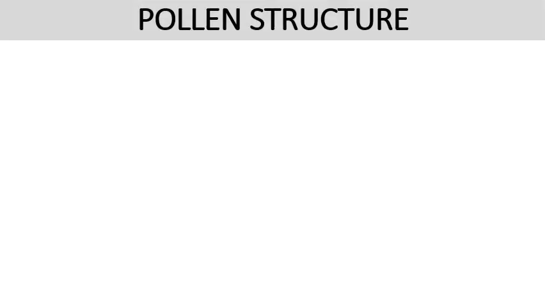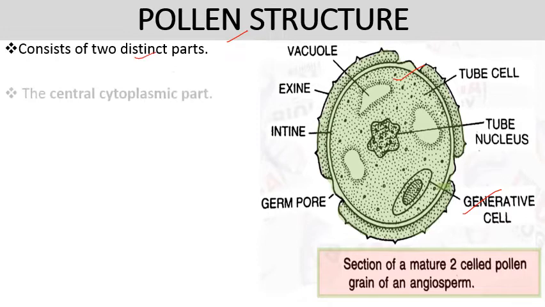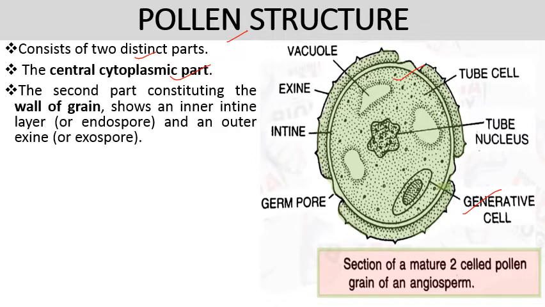Next comes pollen structure. So basically a pollen grain consists of two parts. One is the central cell structure, which consists of the cytoplasmic portion. It contains two cells. One is the generative cell, the smaller one, and the larger one is the vegetative cell. So it consists of two distinct parts. One is the central cytoplasmic part, and the second consists of the wall of the grain.